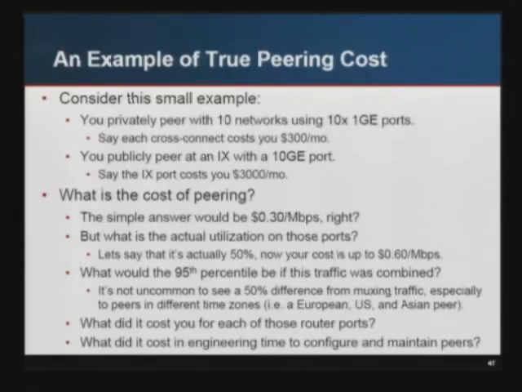So just as a small example, let's say that you privately peer with 10 networks using 10 individual 1 gig ports, and let's say that those cross connects cost you $300 a month. And you also publicly peer over an exchange with a 10 gig port, and that exchange port costs you $3,000 a month.